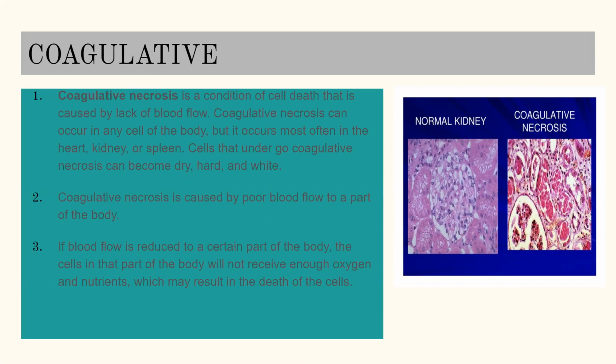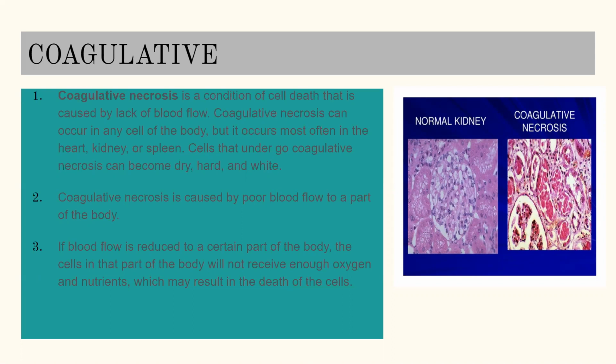Coagulative necrosis can occur in any cell of the body, but it occurs most commonly in the heart, kidney, or spleen. Cells that undergo coagulative necrosis can become dry, hard, and white. Coagulative necrosis is caused by poor blood flow to a part of the body. If blood flow is reduced to a certain part of the body, the cells in that part of the body will not receive enough oxygen and nutrients, which may result in the death of cells.